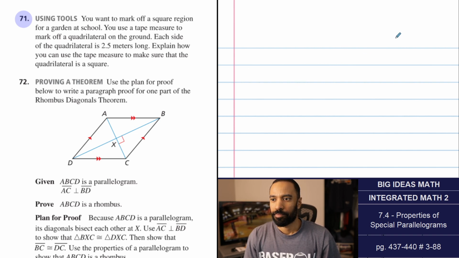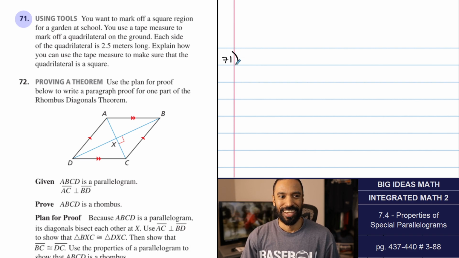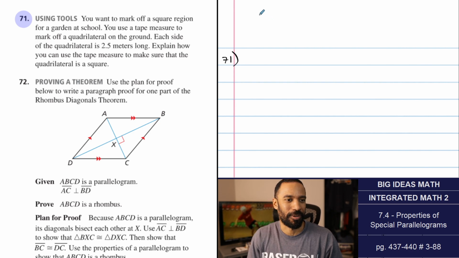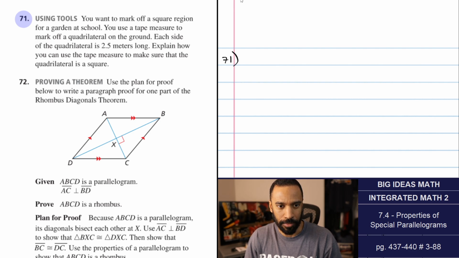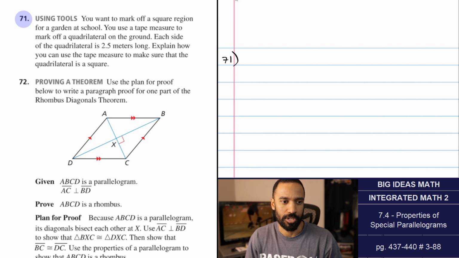Okay, that was probably the last of my fast problems. Using tools, proving a theorem. Let's get some things out of the way. You want to mark off a square region for a garden at school. You use a tape measure to mark off a quadrilateral on the ground. Each side of the quadrilateral is 2.5 meters long. Explain how you can use the tape measure to make sure the quadrilateral is a square.